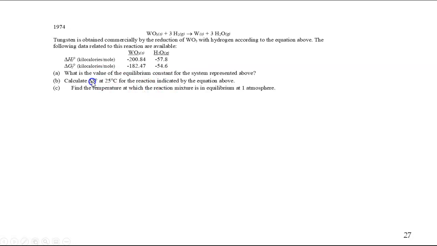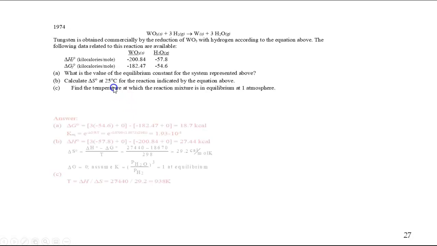They want the change in entropy. That shouldn't be a problem because once we have enthalpy and free energy, we can use delta G equals delta H minus T delta S to solve for S. And finally, they want the temperature at which the reaction is in equilibrium at 1 atmosphere. So for that one, we'll solve it for T and make delta G equal to 0, because that's the number it needs to be at equilibrium.